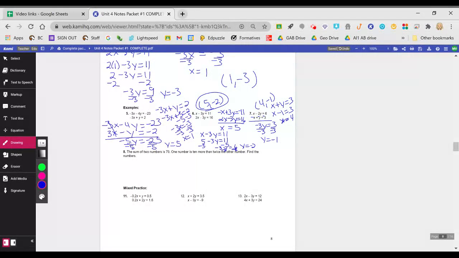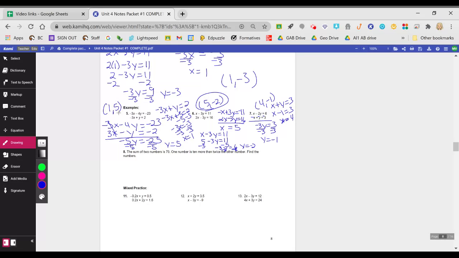Okay, so you can see that what I did first on this first one is I changed the signs on the bottom equation. So that gave me 3x minus y equals negative 2. I then added, which gave me negative 5y equals negative 25, which means y equals 5. I then substituted that into one of the equations. I chose the bottom one, and I got x equals 1. So that means my answer to 5 is 1, comma 5.